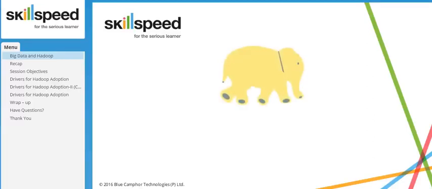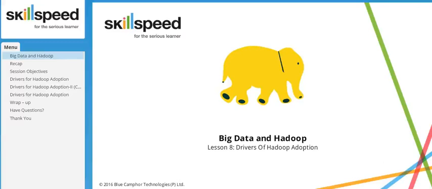Hi, welcome to module number 1 of the Big Data and Hadoop Developer course, and we are in lesson number 8. So this lesson speaks specifically about drivers of Hadoop adoption.